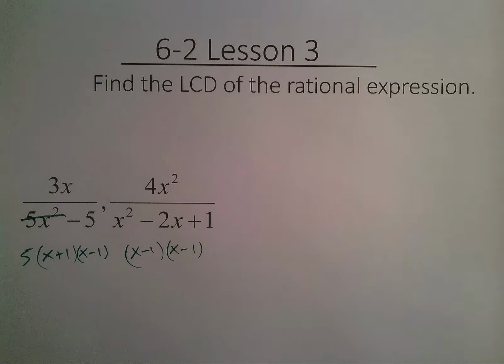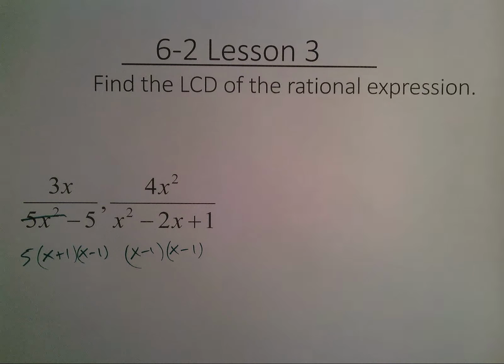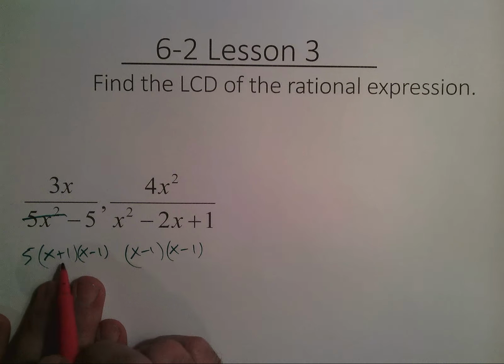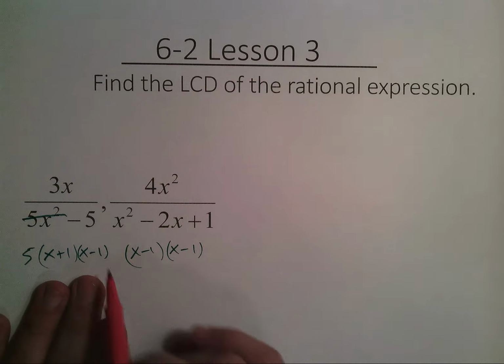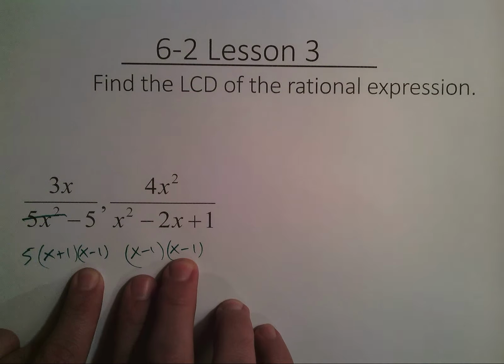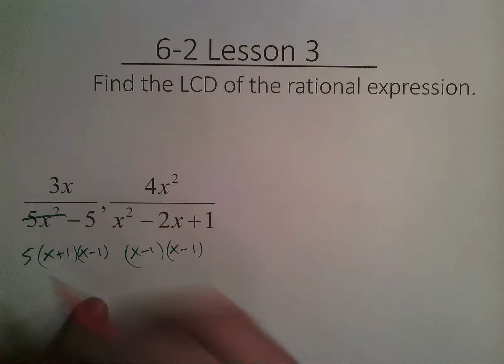So, now that I've factored out the bottoms, I'm going to ask myself the question, what am I missing that the other one has? So this one is made up of a 5, an x plus 1, and an x minus 1. The other one only has x minus 1. So my first piece isn't missing anything, but is it? Do you notice here I have one x minus 1 and I have two x minus 1s? My first piece needs a second x minus 1.